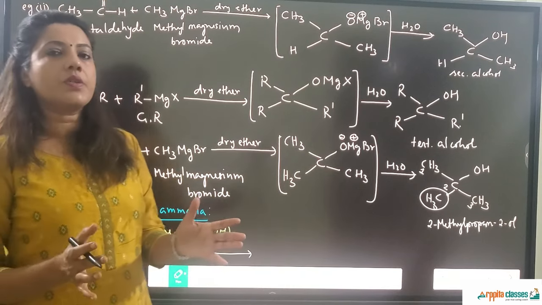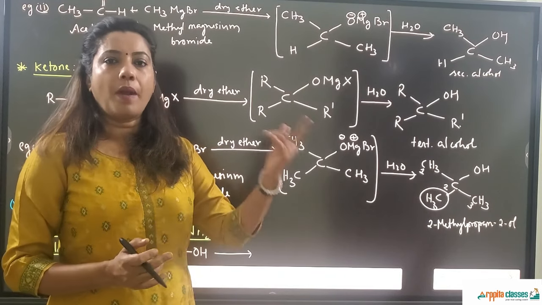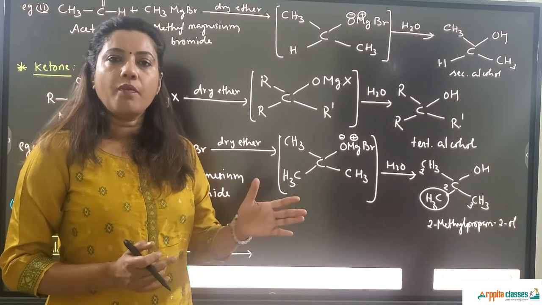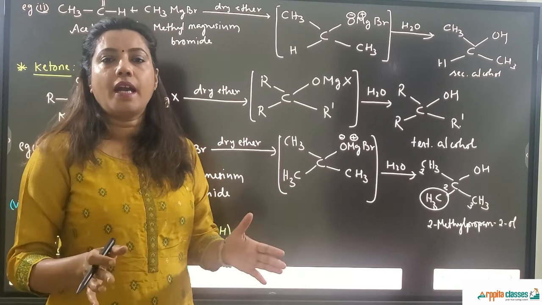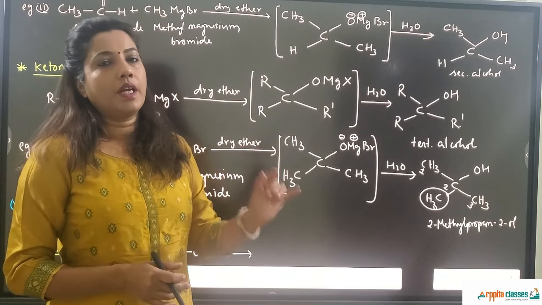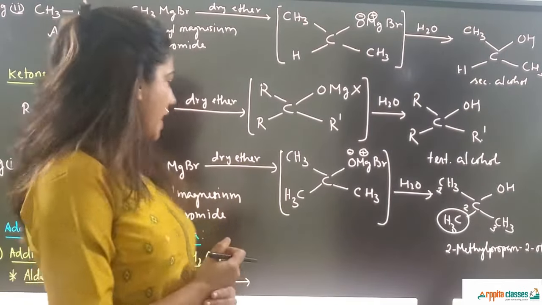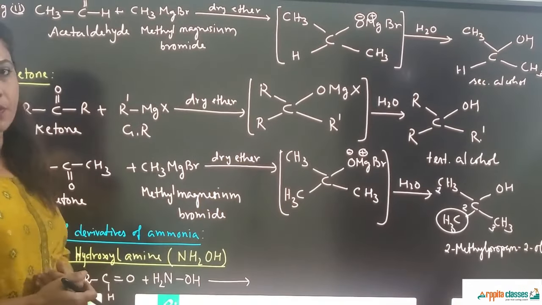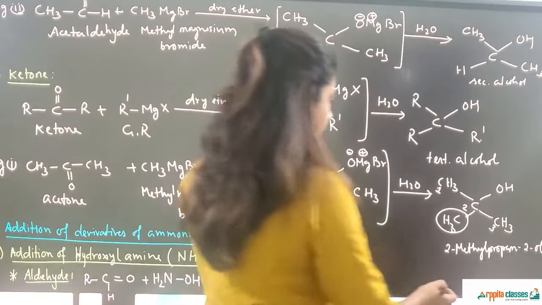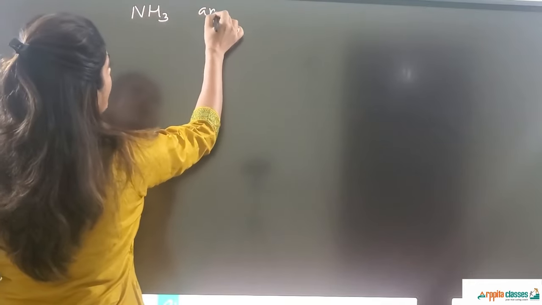So again the conclusion is formaldehyde reacting with Grignard reagent will give you primary alcohol. Apart from formaldehyde, any other aldehyde with Grignard will give you secondary alcohol, and ketone with Grignard will give you tertiary alcohol. Okay, now the next addition reaction is addition of derivatives of ammonia. First of all, we will understand what are derivatives of ammonia. So what is your ammonia? NH3. This is your ammonia.